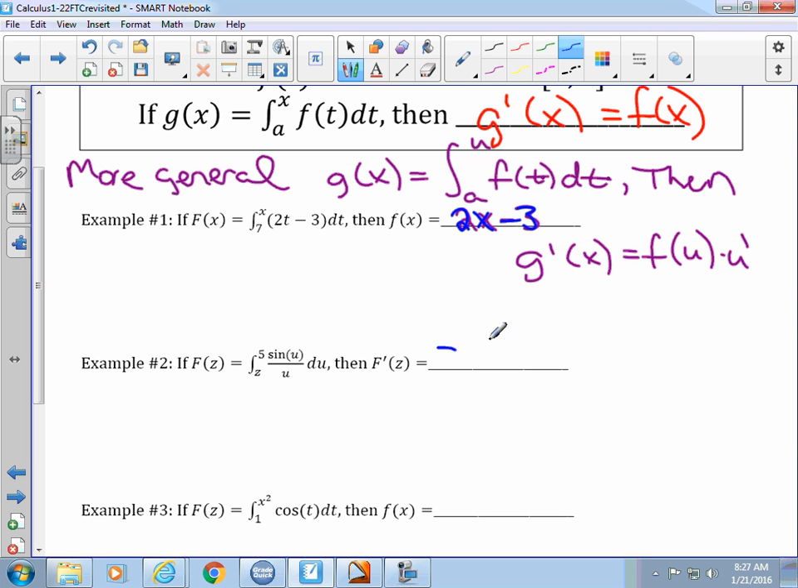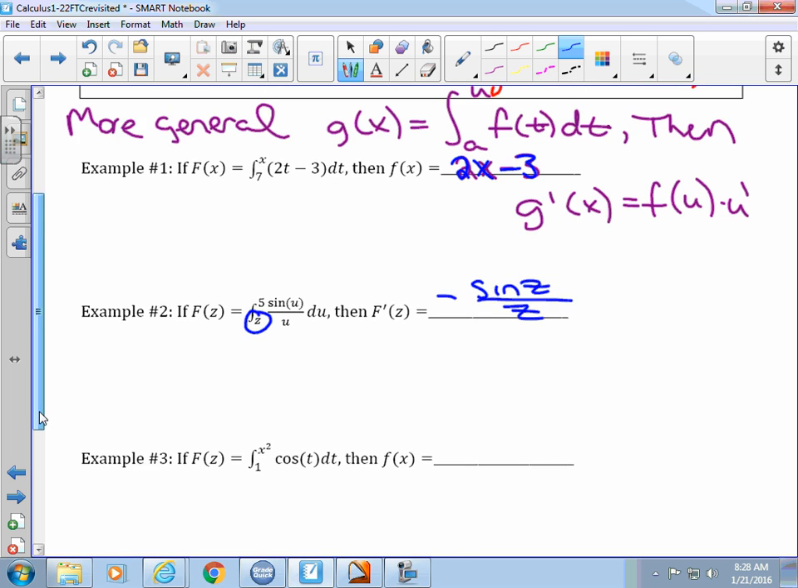Why negative? Negative sine of z over z? Where's the z coming from? That's the variable we're using here, right? Now, if it were anything other than z, be careful.